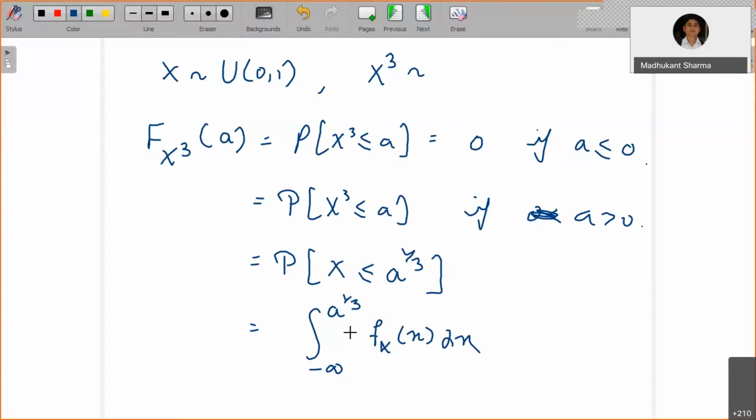Okay, so there are two cases. Now a to the power 1 by 3, whether it is crossing 1 or it is strictly less than 1. Less than 0 is not possible. So this is going to be the integration from 0 to a to the power 1 by 3 of f X of x dx. Now if a to the power 1 by 3 is crossing 1, then this integral value is 1. So we can divide into two cases from here.